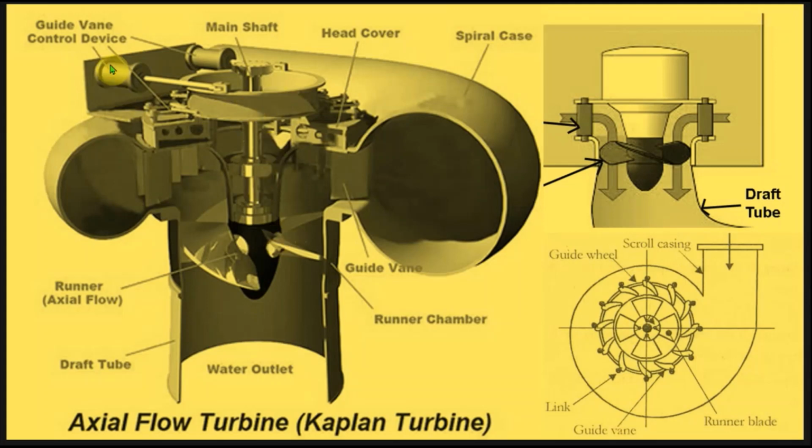So this is the guide vane control device to regulate the flow through the turbine runner. In fact, the flow regulation in the case of Kaplan turbine can be done by regulating the flow through the guide vanes, which are stationary, and also by adjusting the runner vanes.